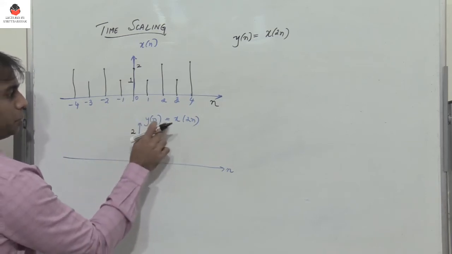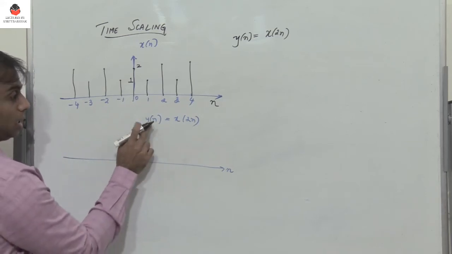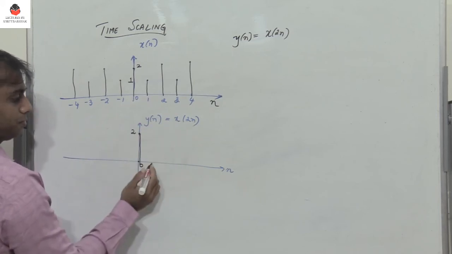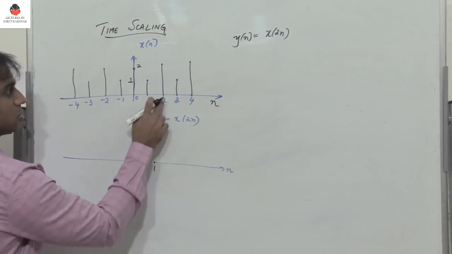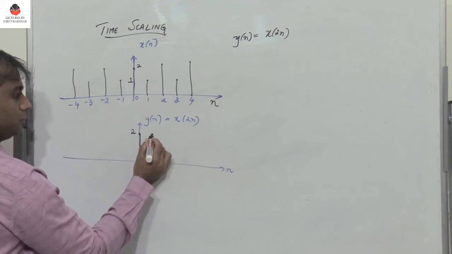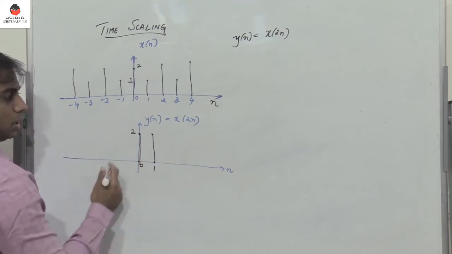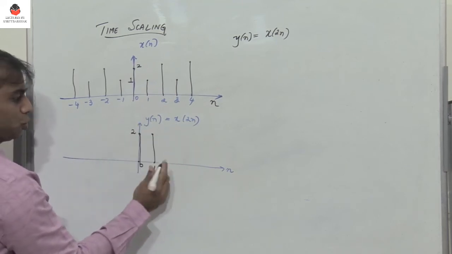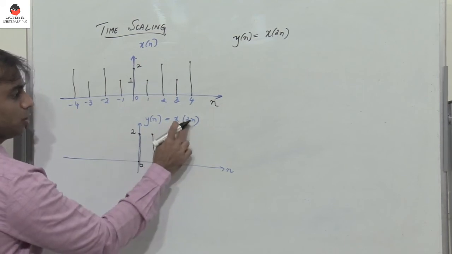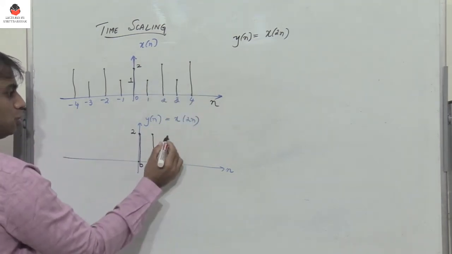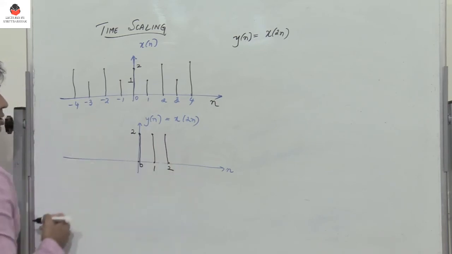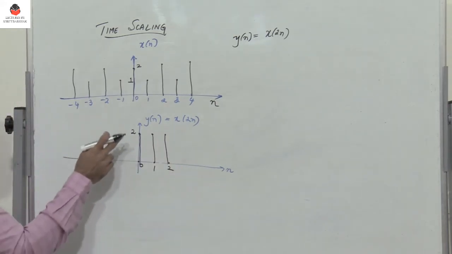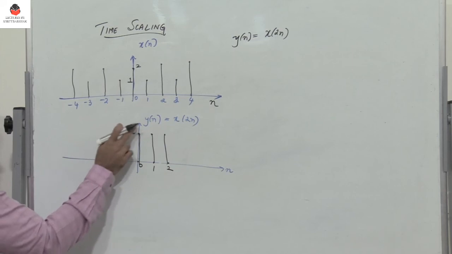Next, if I put n equal to 1, I get y of 1 equals x of 2. What is x of 2? It is 2. If I put n equal to 2, y of 2 will be equal to x of 4. So x of 4 is 2. So you have 2 here at n equal to 2 for y of n.